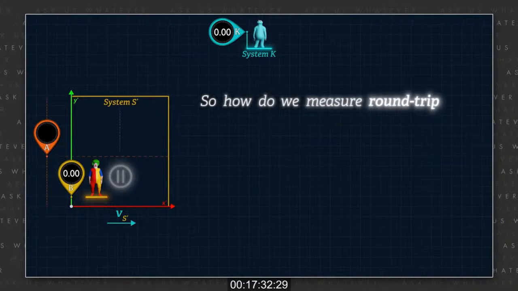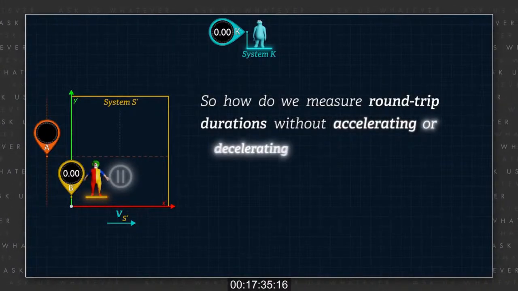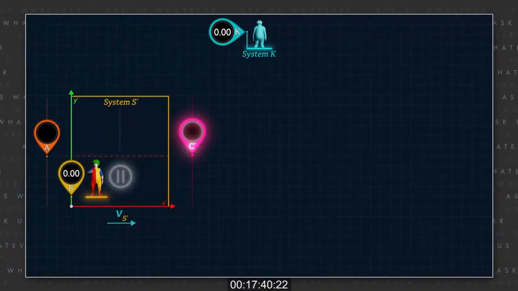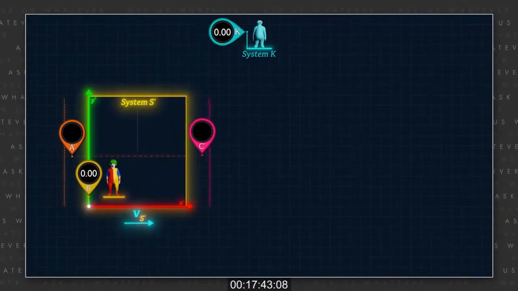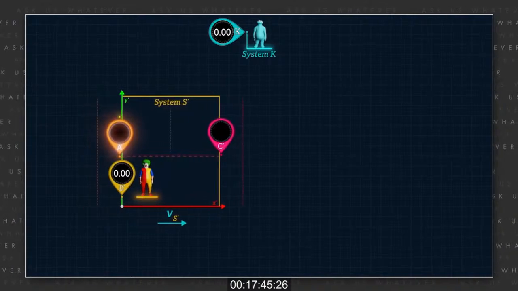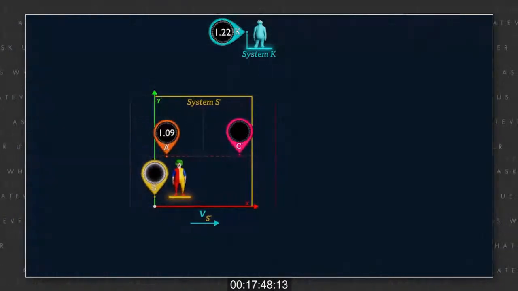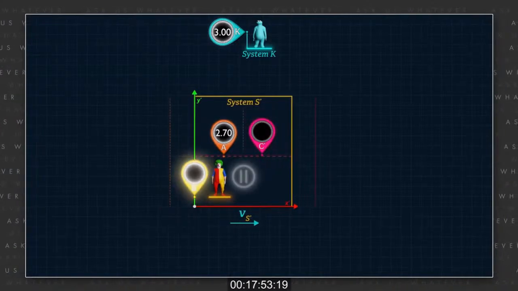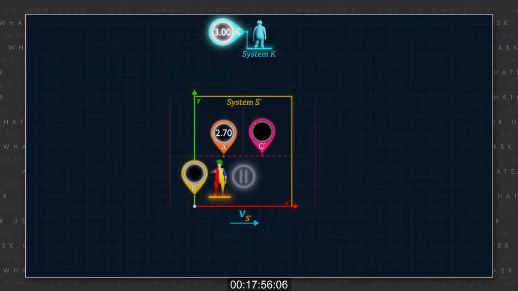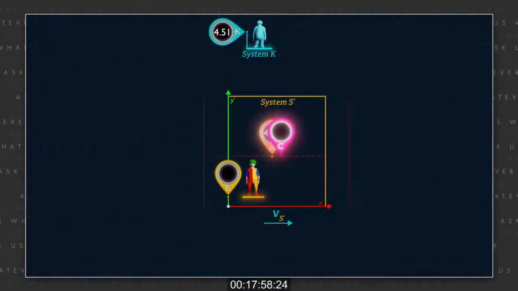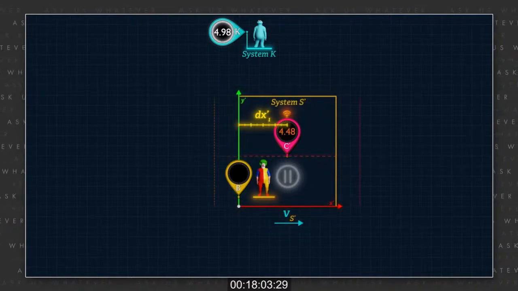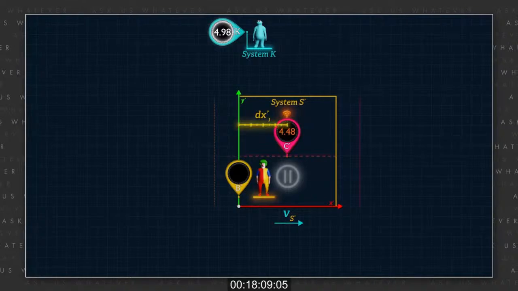So how do we measure round-trip durations without accelerating or decelerating any of the clocks? Let's add another clock, C prime. Clock C prime happens to be traveling within system S prime at the same speed as clock A prime, but in the opposite direction. As with clocks A prime and B prime, clock C prime speed is measured using a single clock in system S prime and a single clock in system K. When clocks A prime and C prime cross paths, observers in system S prime can measure the proper distance dx prime sub 1 from that location to the S prime origin using system S prime measuring tools.